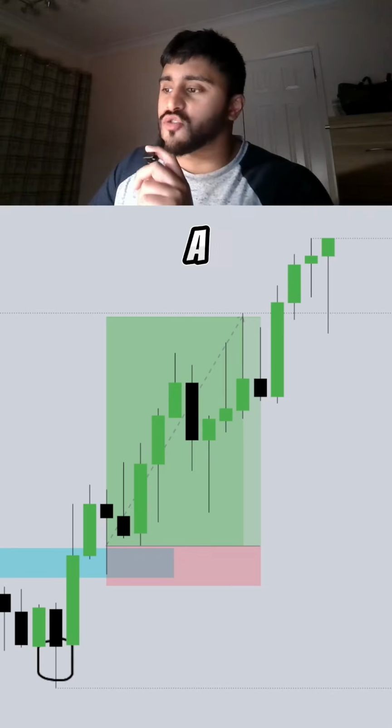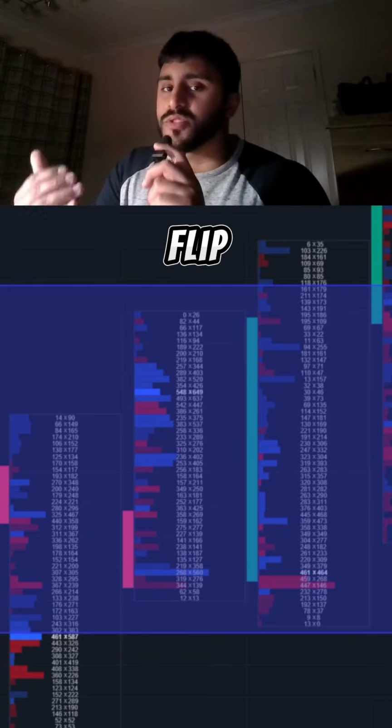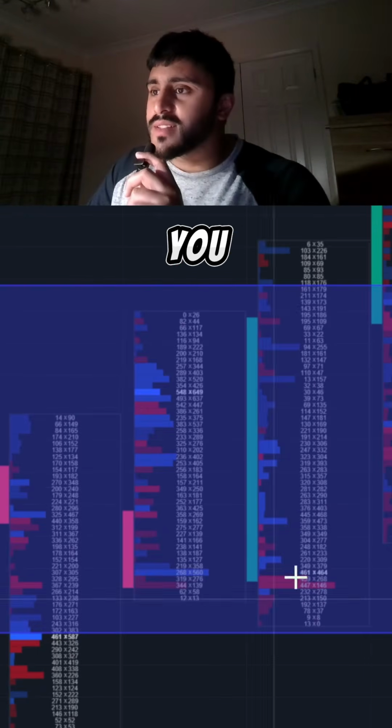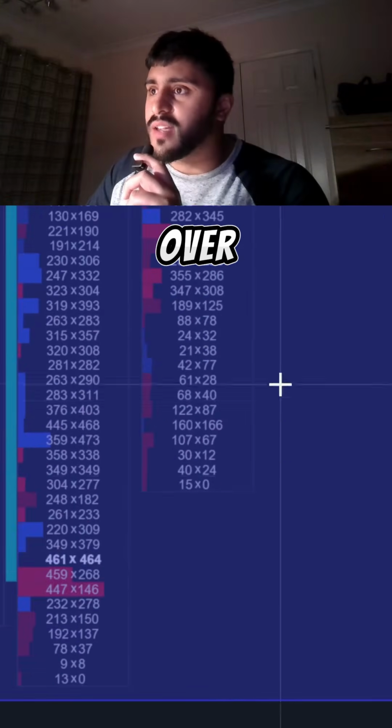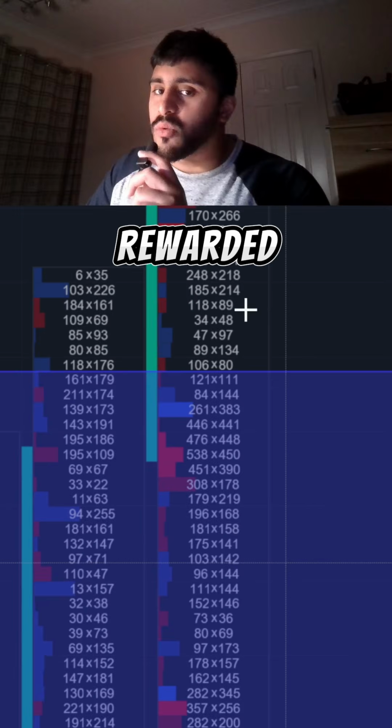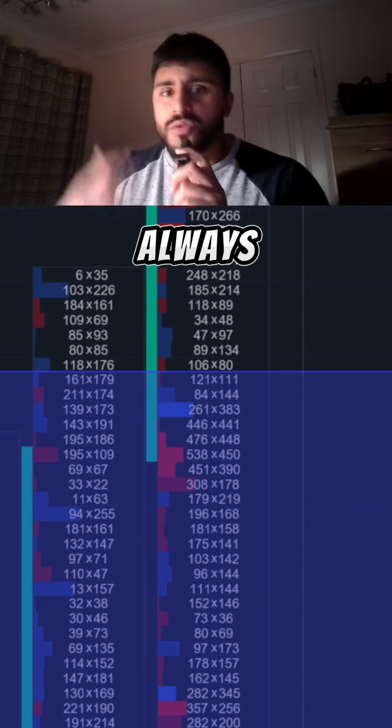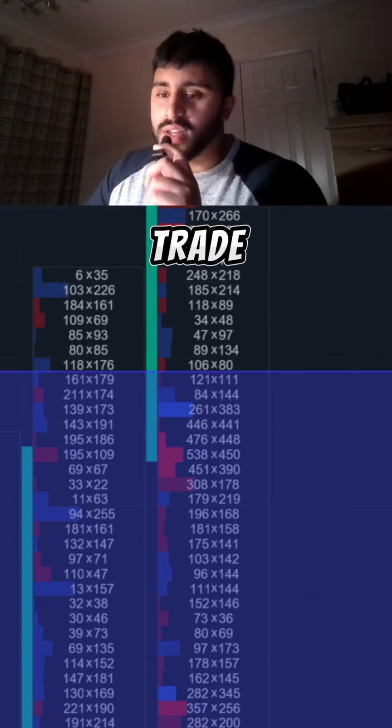So if you're struggling as a trader, you need to understand where the flip zones are actually occurring. And the only way you can see that is by understanding the ATAS platform and by seeing aggressive sellers fail over here, aggressive buyers are rewarded all the way up here. So when you're trading, always use the ATAS platform to confirm all of your trade setups.